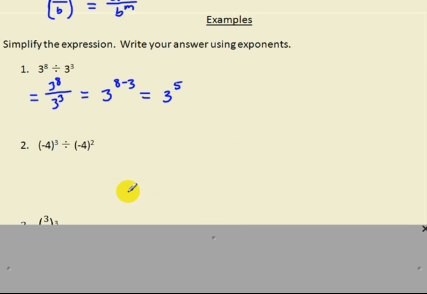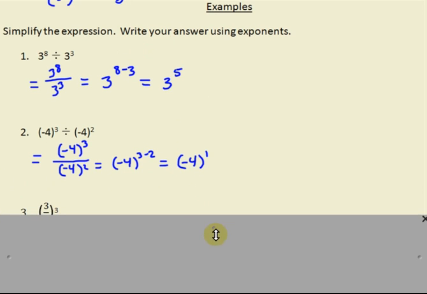Okay, number 2, we have a negative, but the same idea applies here. So we have negative 4, again, please remember parentheses when they're required or when they're already included, divided by negative 4 squared is equal to negative 4 to the 3 minus 2 power, or in other words, negative 4 to the first power. Now normally, when you have something to the first power, of course, we don't even include the exponent. You could just write negative 4. But here, because the directions specified, write your answer using exponents, I'll go ahead and leave that there.